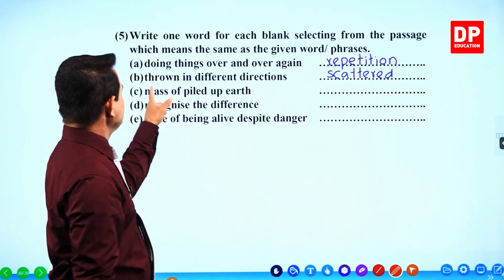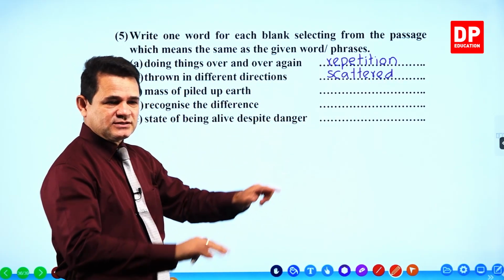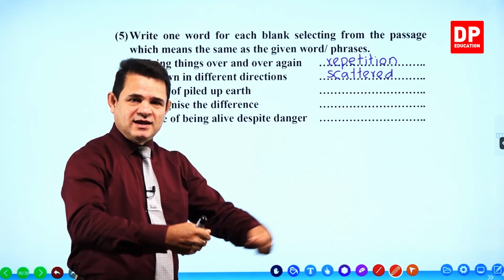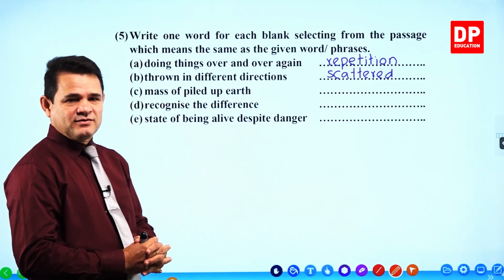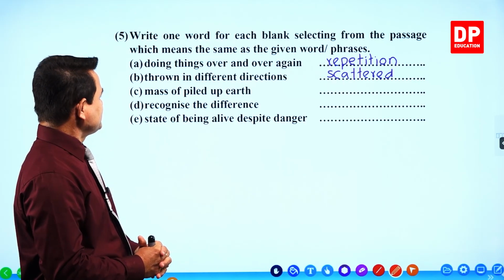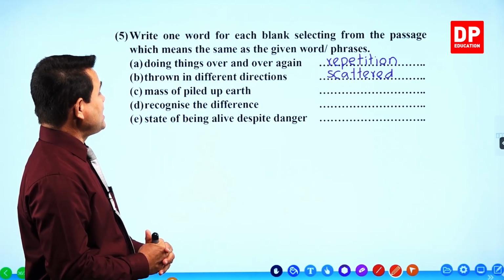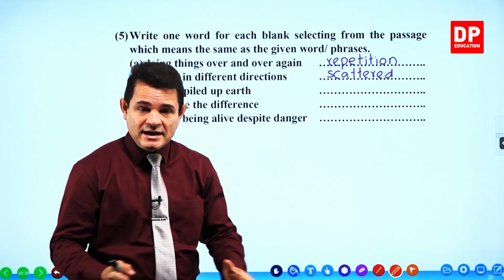Scattered, that means thrown in different directions. හැමතැනම විසිරලා තිබුණේ. එහාට මෙහාට විසිරිච්ච කියන එක. Right? Next one. Mass of piled up earth. Mass of piled up earth.